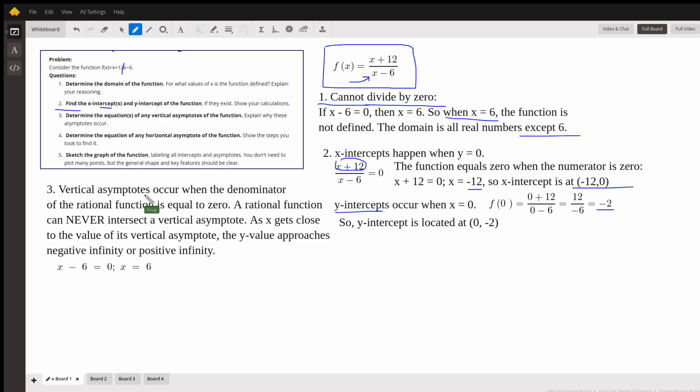Vertical asymptotes are vertical lines. They happen when the denominator of the rational function is equal to 0. A rational function can never intersect or cross a vertical asymptote. As x gets close to the value of its vertical asymptote, the y value approaches negative infinity or positive infinity. So this denominator equals 0 when x equals 6. That's your vertical asymptote, the line x equals 6.